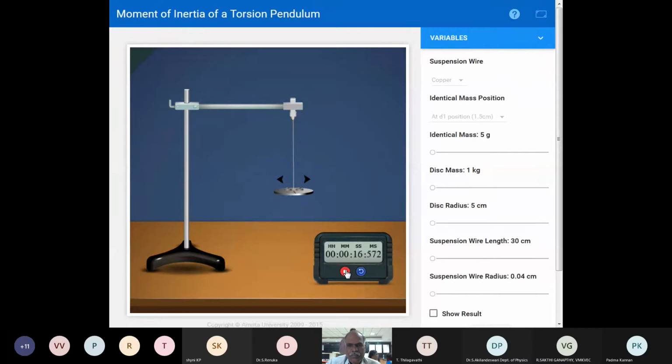4, 5, 6, 7, 8, 9, then 10. So 39 seconds. So with the mouse at the distance D1, the time is 39 seconds.